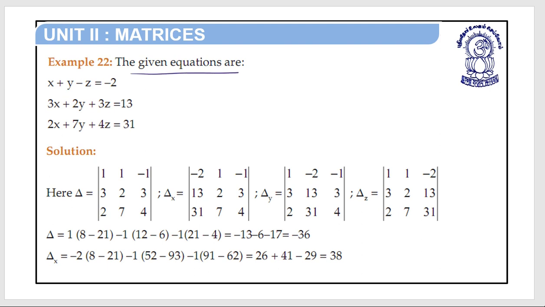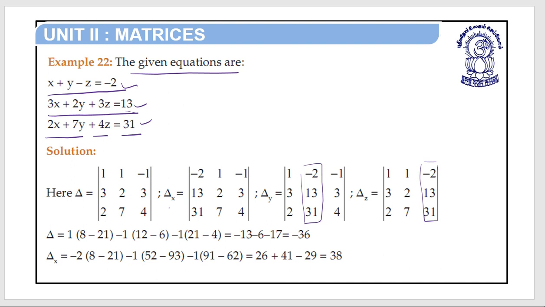Example 22, the given equations are x plus y minus z is equal to minus 2, 3x plus 2y plus 3z is equal to 13, 2x plus 7y plus 4z is equal to 31. Delta is equal to 1, 1, minus 1, 3, 2, 3, 2, 7, 4. Delta x is equal to, instead of the first column, write down the d1, d2 and d3: minus 2, 13, 31. For delta y, the second column, and for delta z, d1, d2, d3 for the third column.